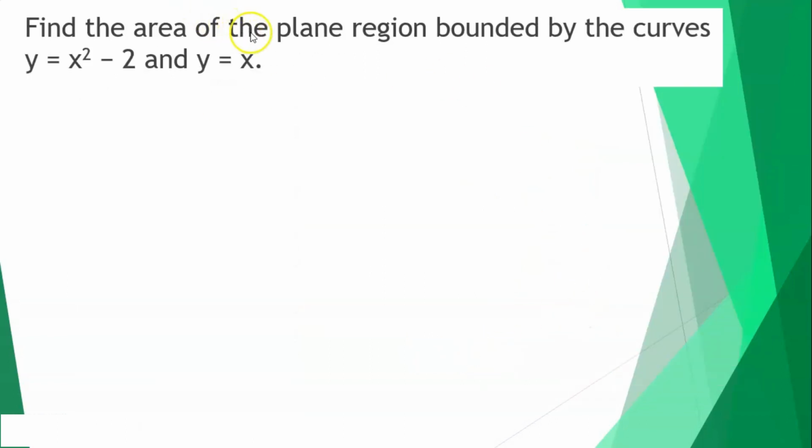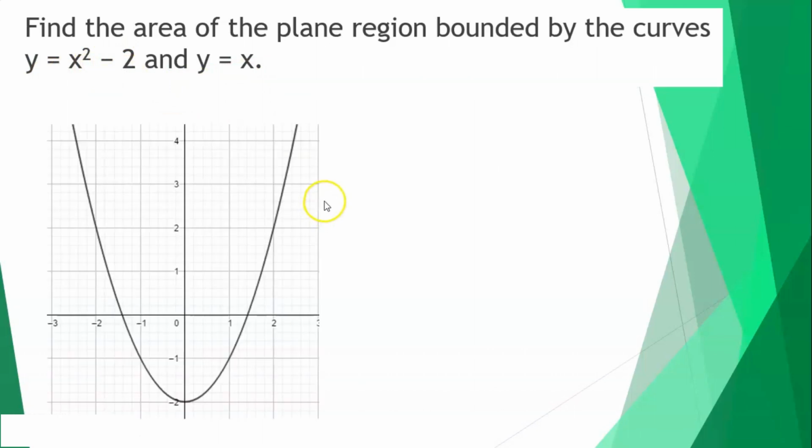Okay, another. Find the area of the plane region bounded by the curves y is equal to x squared minus 2 and y equals x. So take note, we have two curves here. So this is the graph for x squared minus 2. So it is parabolic, it opens upward. So take note, we have a constant minus 2. So we have to lower our vertex at negative 2.